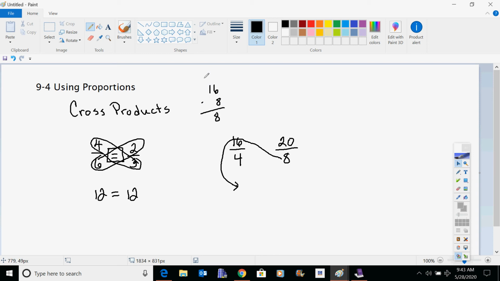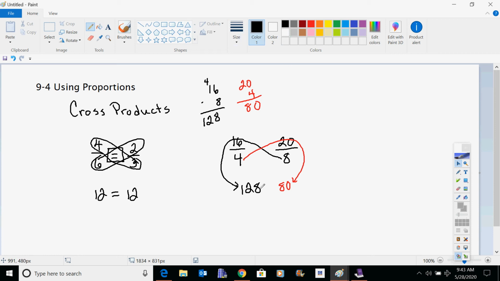Okay, 48, 128. And I'm seeing if that equals what I get when I do 4 times 20. And 4 times 20, you probably can already tell, is not. 4 times 20 is 80. They are not equal to each other.